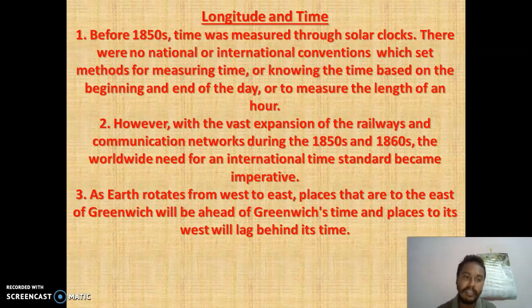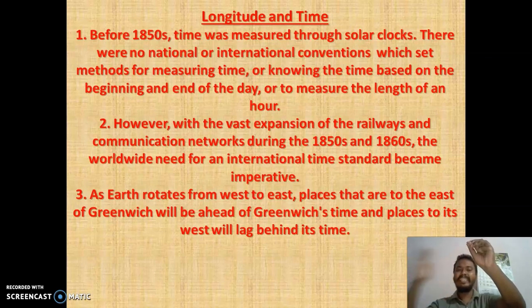That's why places to the east of Greenwich will be ahead of Greenwich time and places to the west will lag behind. This one I will explain to you. On the prime meridian there is one place in London which is known as Greenwich Mean Time, GMT. There the time is fixed and always remains the same, they don't change. It is in the middle of the prime meridian.